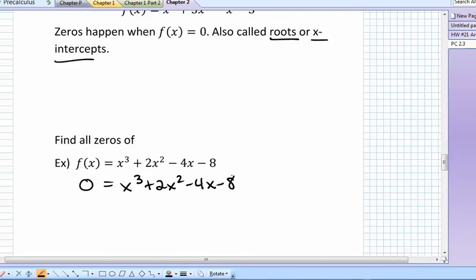And to solve a problem like this, we can factor. And remember, when we factor 4 terms, we group. So group the first 2 and the last 2. So you take out an x squared, and you have x plus 2. Take out a negative 4, and you have x plus 2.